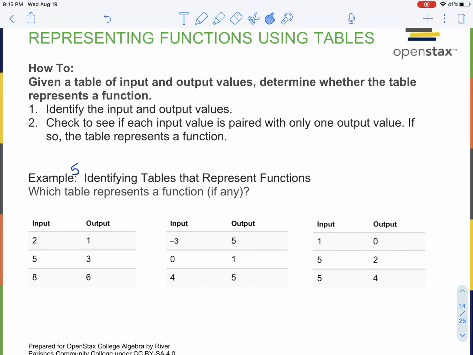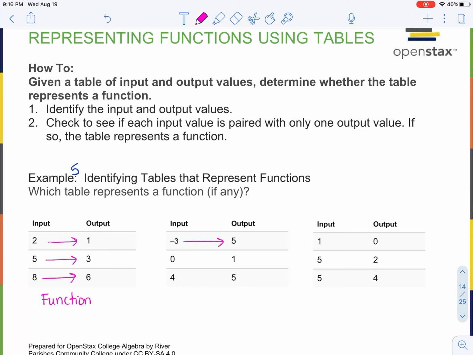So let's continue talking about representing a function using a table. So if you're looking at a table, make sure you identify the input and the output variables. And if you're trying to determine whether it's a function, check to see if the input variable value is paired with only one output variable. So in which case the table is a function. So let's look at example 5. And it says identify tables that represent functions. Which tables represent a function, if any? So in this case, 2 is only mapped to 1, 5 is mapped to 3, 8 is mapped to 6. None of those seem to repeat, so this is a function.